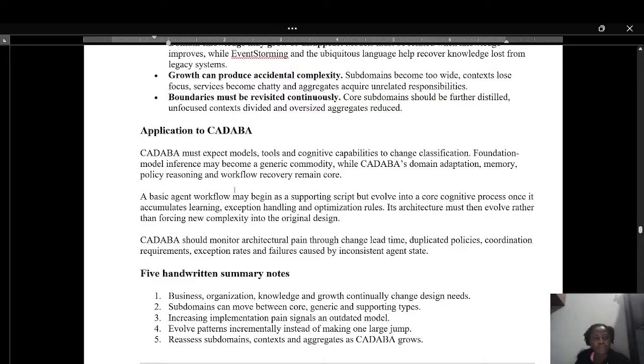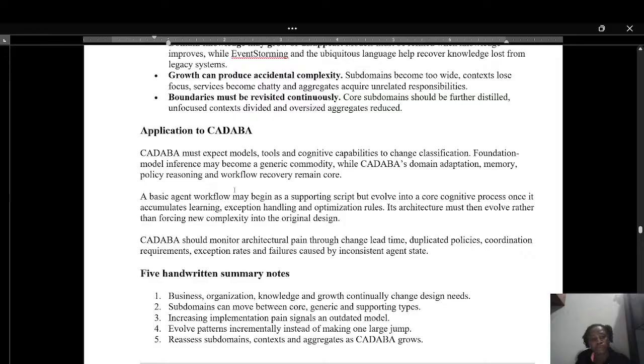So CADABA must expect models, tools, and cognitive capabilities to change classification. Foundation model inference may become a generic commodity, while CADABA's domain adaptation, memory policy, reasoning, and workflow recovery remain core. So a basic agent workflow may begin as supporting scripts, but evolve into a core cognitive process once it accumulates learning, exception handling, and optimization rules. So its architecture must then evolve rather than forcing new complexity into the original design. So allow architecture to evolve and then scale along as it evolves.